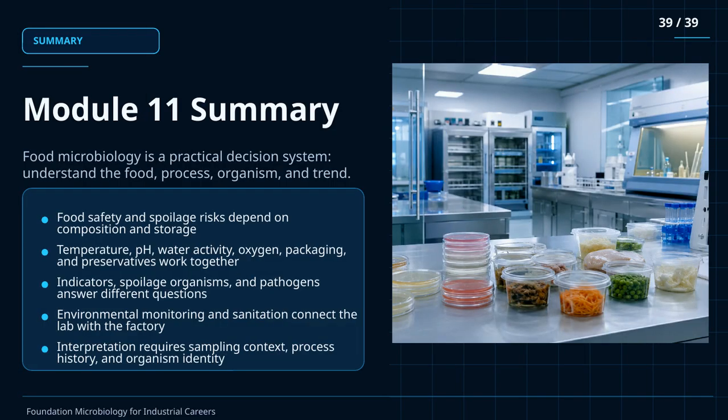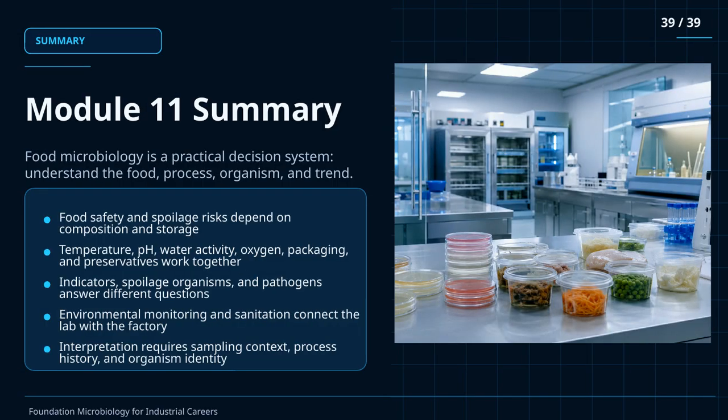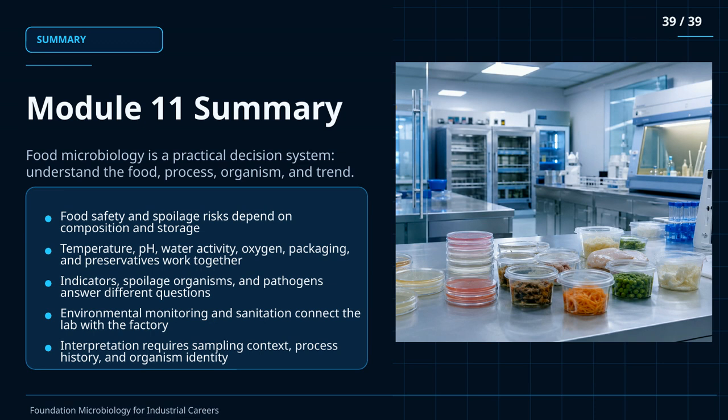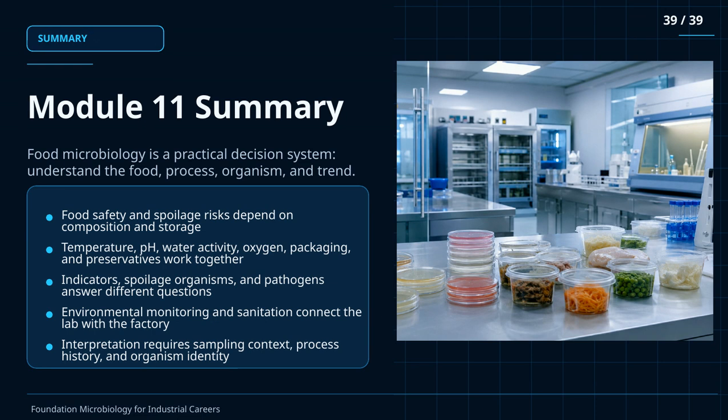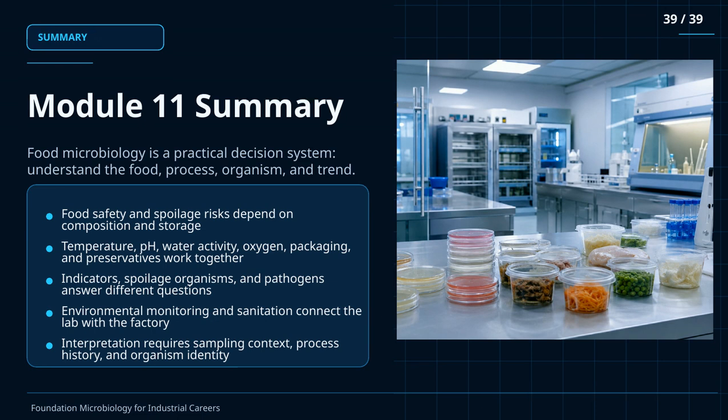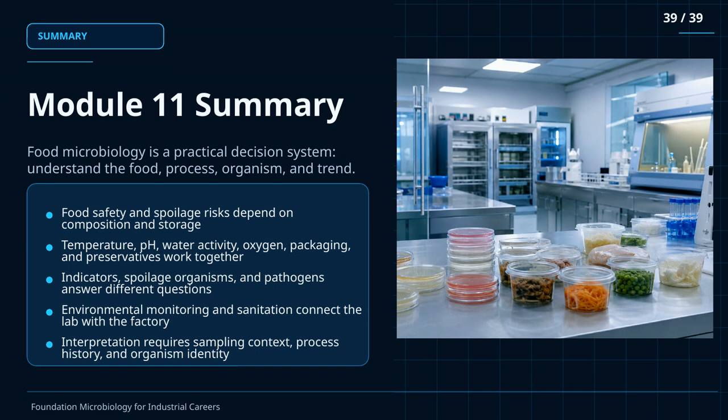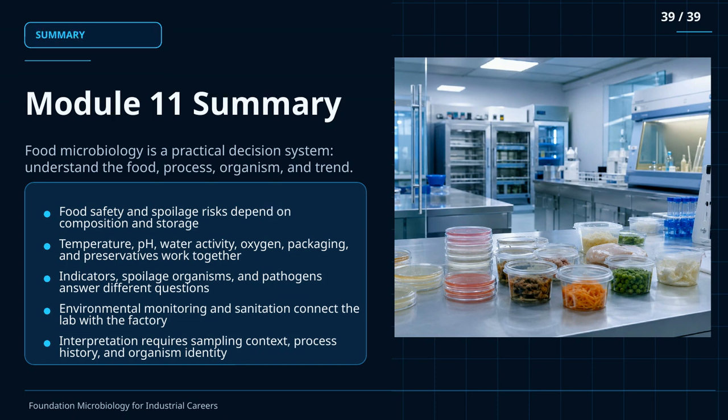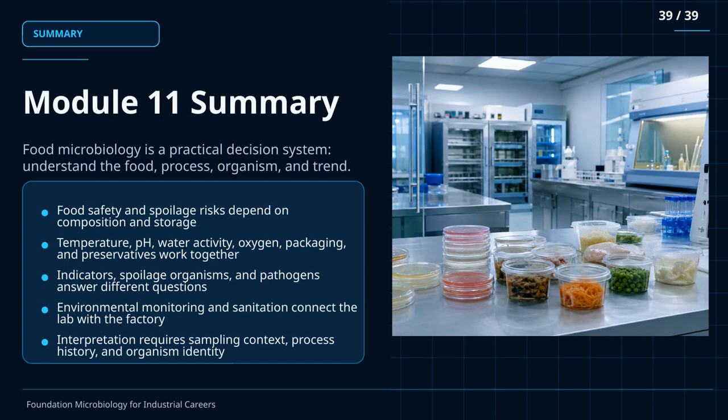Food microbiology is a practical decision system that requires understanding the food, the process, the organism, and the trend. Temperature, pH, water activity, oxygen, packaging, sanitation, and sampling context all work together to shape risk.